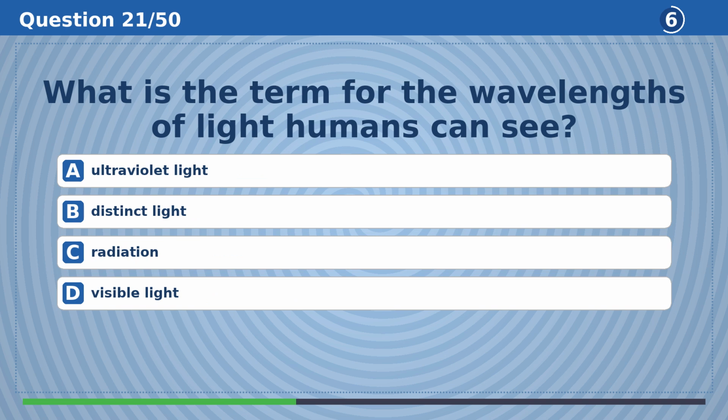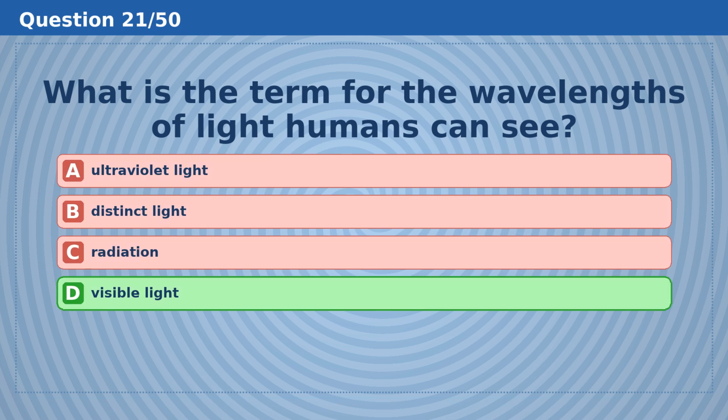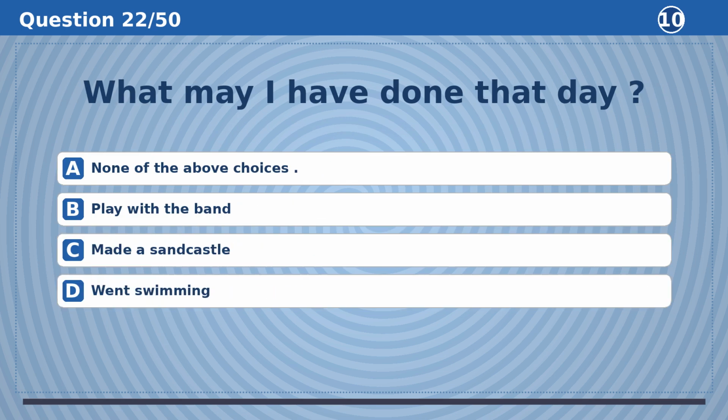What is the term for the wavelengths of light humans can see? The answer is D, visible light.